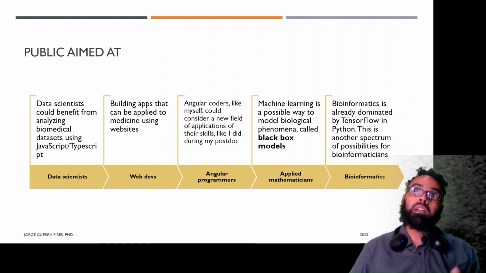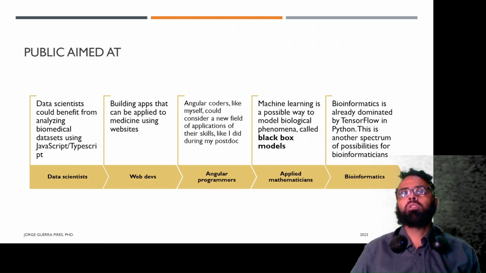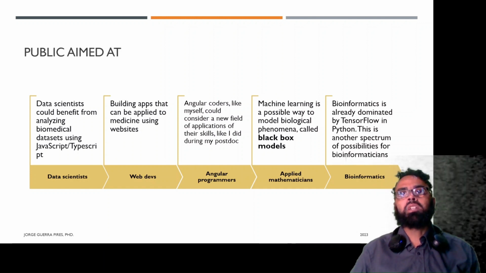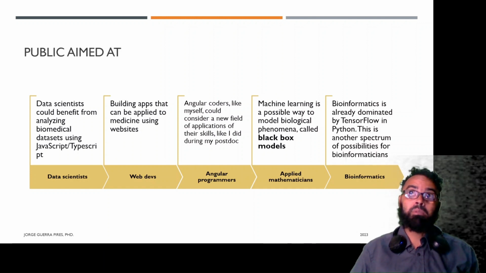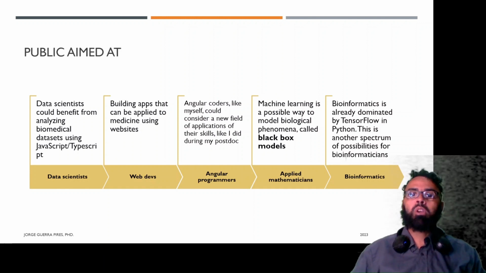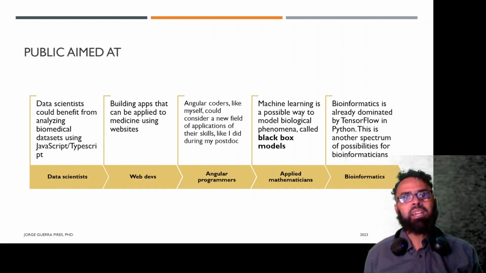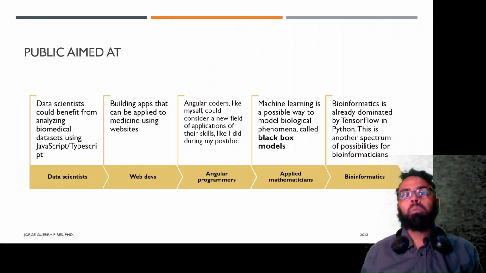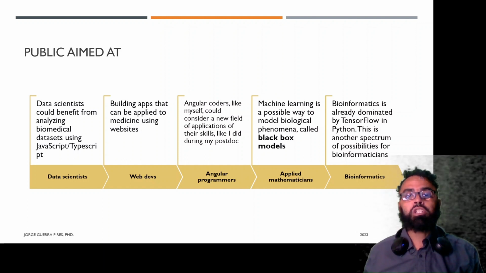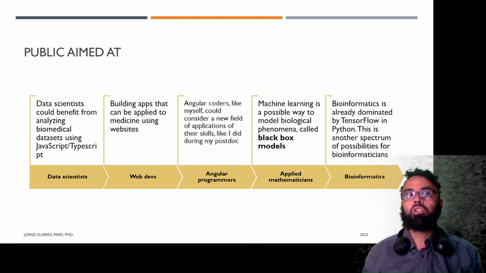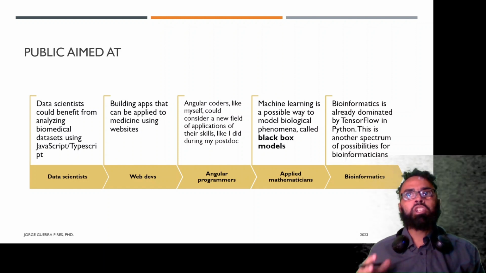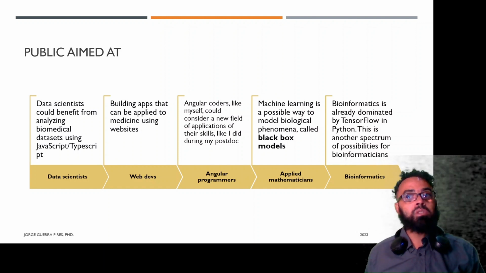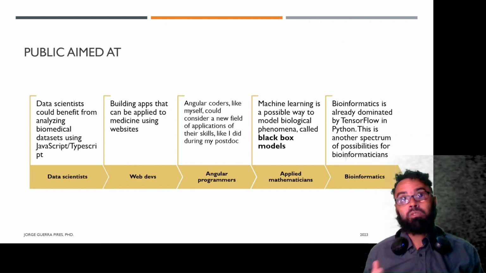So machine learning is a possible way to model biological phenomena, called black box models. The models that machine learning generally uses, which is a type of applied mathematics, do not require you to know the structure of the data. That can be very interesting, because you do not need to know all the small details, how the components and features connect with each other, what the physiological relationship between the data is. You just need to have the data a little bit pre-processed, and then you let the model do the rest of the work. That's very good news for bioinformaticians.